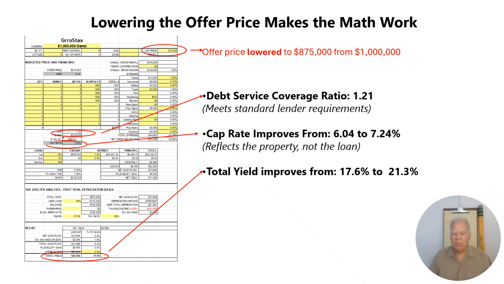Notice what else happens. The cap rate improves, and that's because the structure is stronger. The total yield improves as well. And this is why price matters. Lowering the offer price improves the coverage, improves the yield, improves the durability. If the seller accepts it, the math works. If not, we move to the next lever.